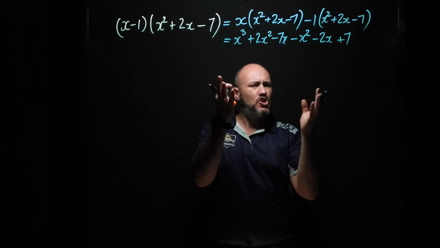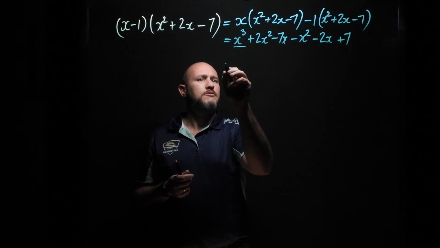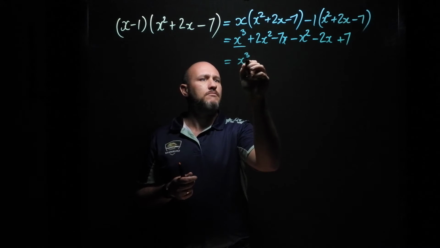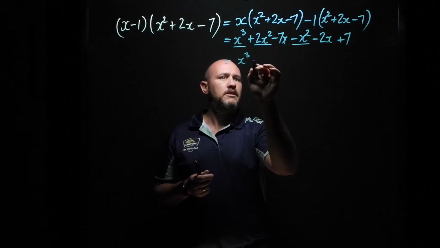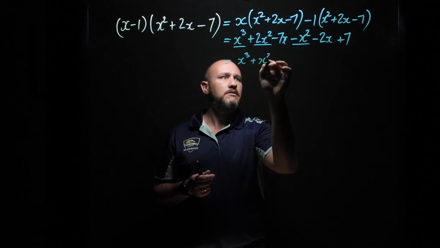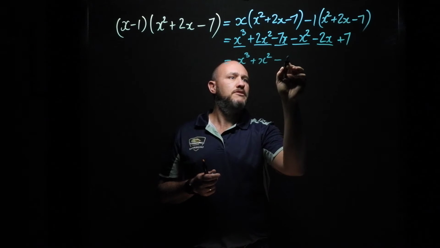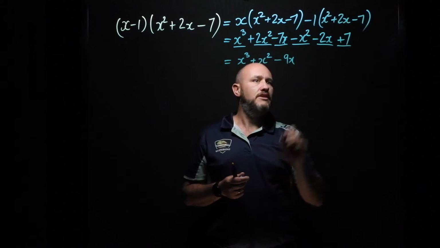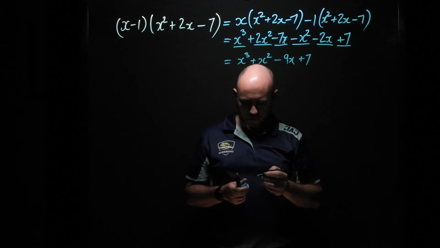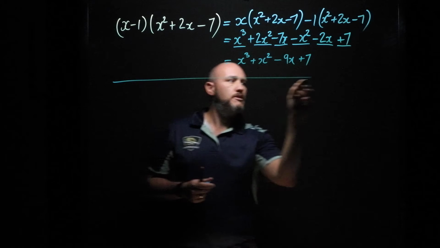And then I'm expecting a cubic, so I'm going to have 4 terms at most, so I should have some like terms here. So I've got x cubed, that's my only cubic, so that's my cubic term. But here I've got 2x squared, and I've got a minus x squared, that gives me plus x squared. Then I've got minus 7x, minus 2x, that gives me minus 9x. And then I've got this plus 7 here. So there's our expansion. We're going to draw a line under this because we've got an expansion.